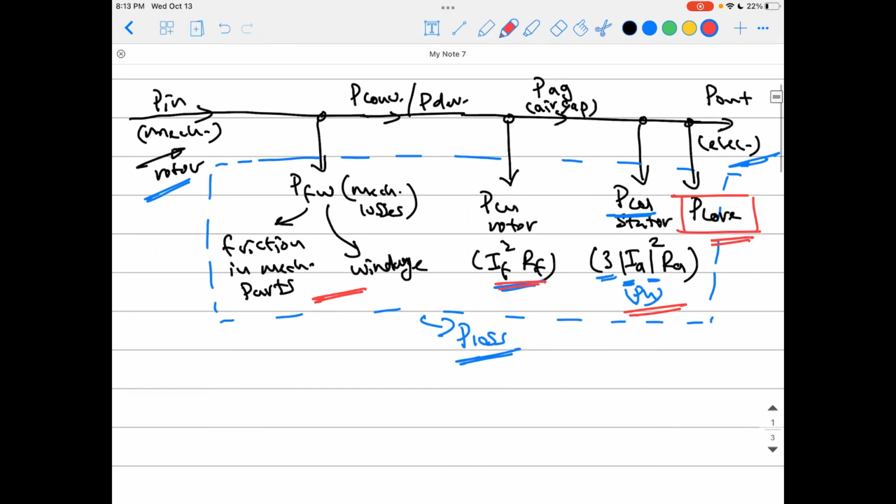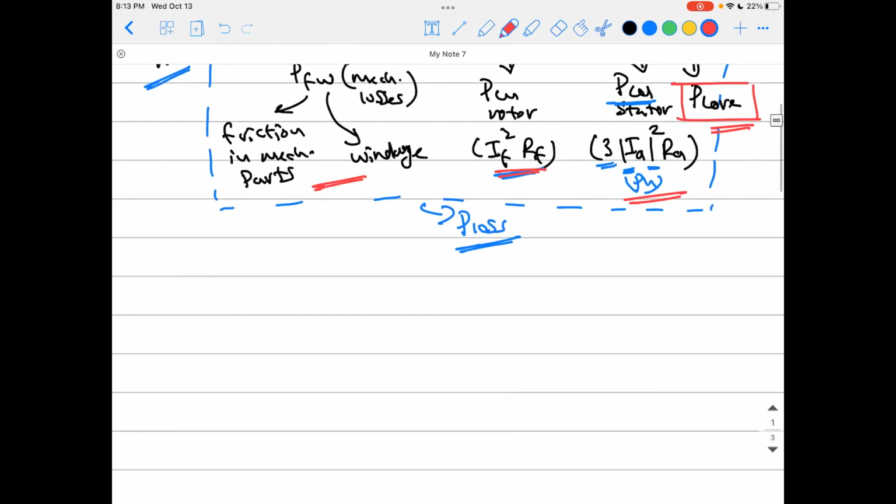Okay, so how to calculate everything here, you should know some of them. The converted power, which we sometimes call developed power, is equal to the mechanical power input, P input mechanical, minus P friction and windage, like we said. And this can be calculated directly by multiplying the torque inside the machine, which we call torque of the machine, torque M, multiplied by omega M, which is the mechanical speed in radian per second.